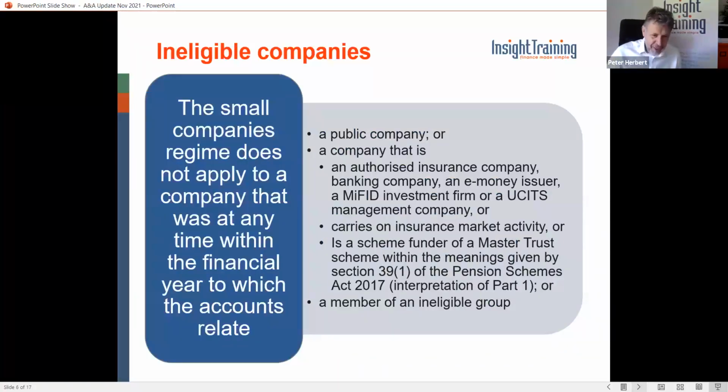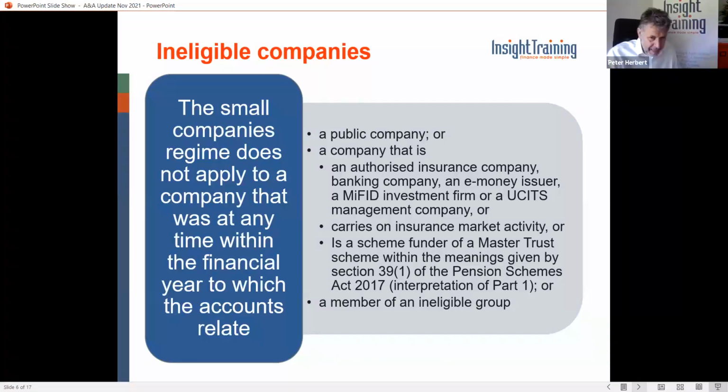Okay, the other thing to mention in relation to the small company regime is that it's not a regime you can apply if you are an ineligible company. And this slide summarizes what we mean by ineligible company. I suppose a couple of points to flag.